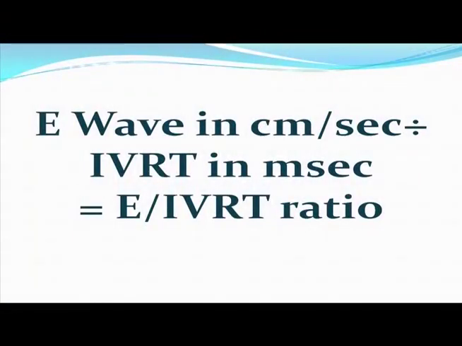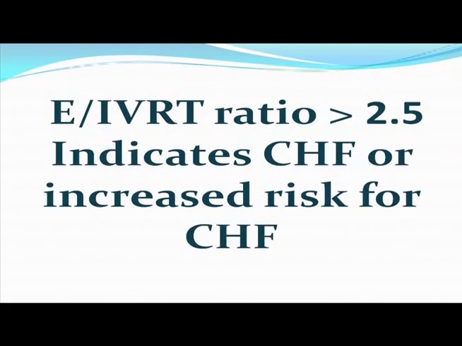To make the IVRT more useful, the maximum mitral E-wave velocity in centimeters is divided by the IVRT in milliseconds to get a ratio. Ratios greater than 2.5 indicate current congestive heart failure or increased risk of congestive heart failure. Of course, a high E-wave velocity will result in a high E to IVRT ratio.